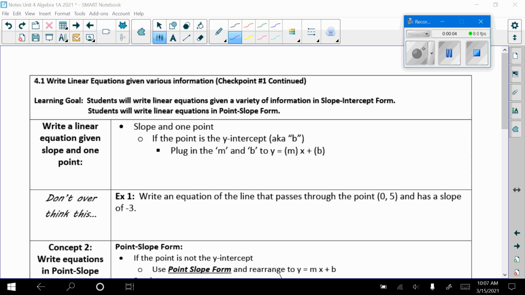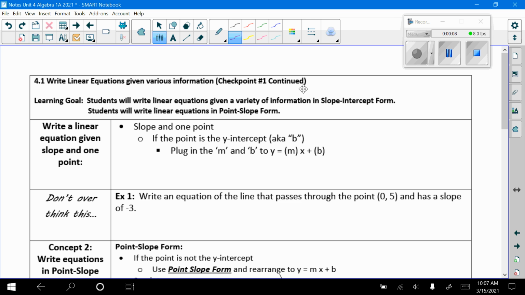So as I look at 4.1, this is actually like the newer stuff. This is going to continue checkpoint 1. We're going to finish it up. The first thing I want you to remember is that we have slope and 1 point. Well, the point is the y-intercept, meaning the b value. So it's 0, some number.